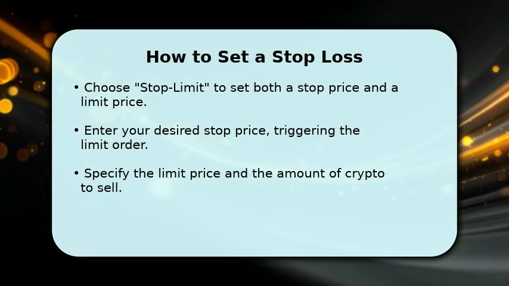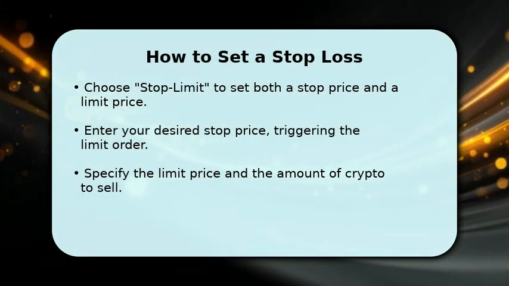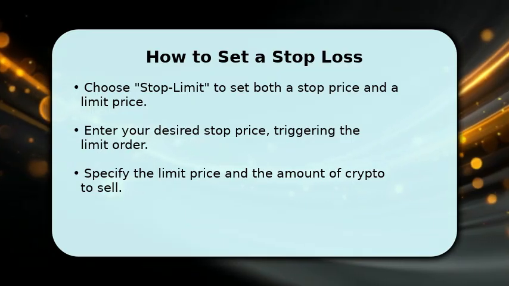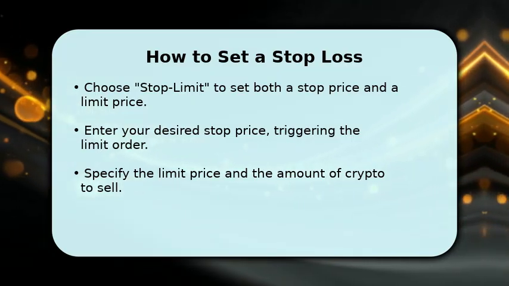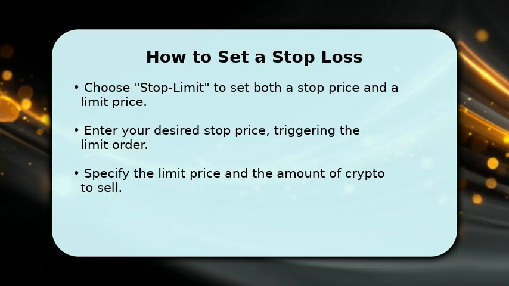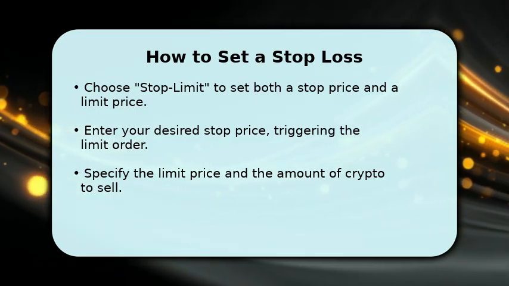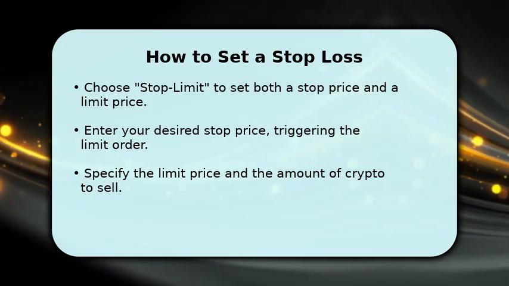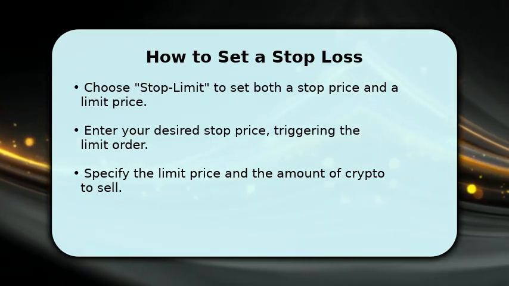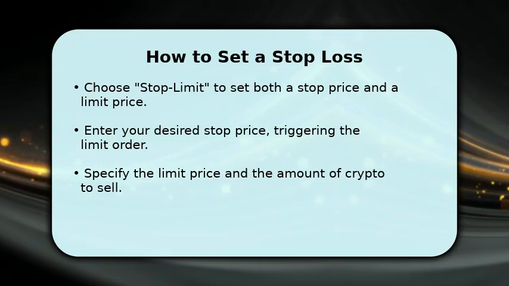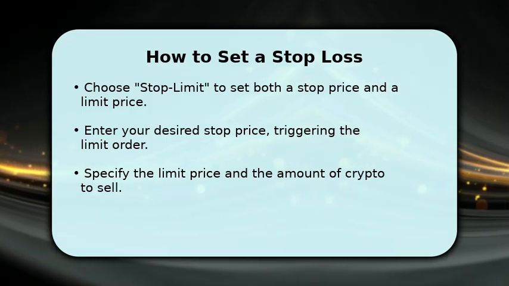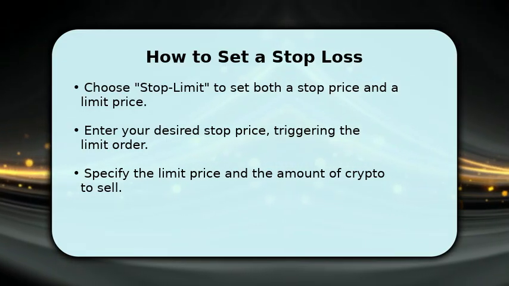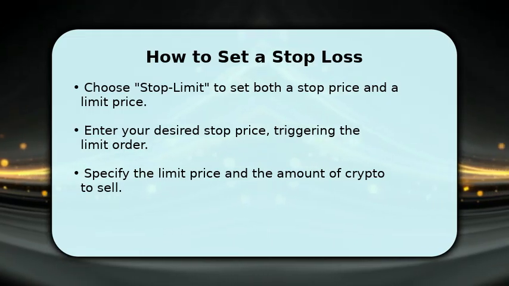To set a stop limit order, input the stop price, which is the trigger point for your order. For example, if Bitcoin drops to $60,000, your order activates. Next, set your limit price, say $59,900, which is the maximum you're willing to sell for. Finally, enter the quantity of crypto you want to protect. This two-step process gives you precise control over your exit strategy.